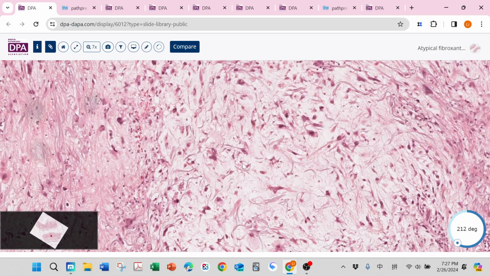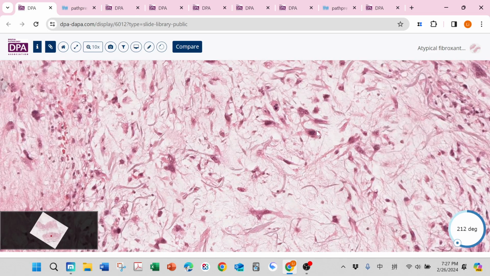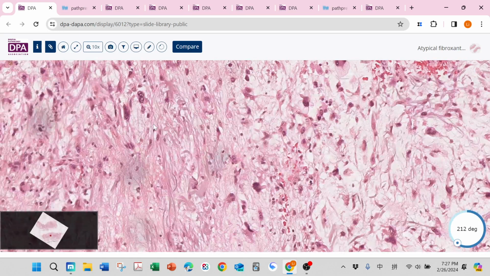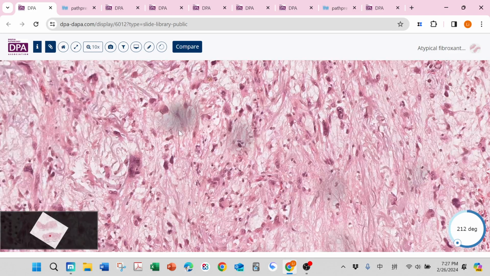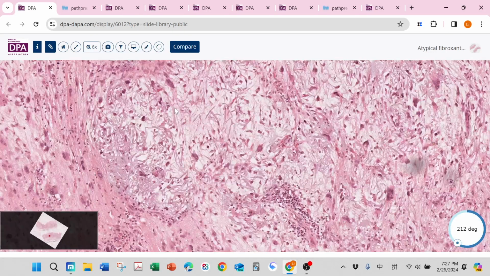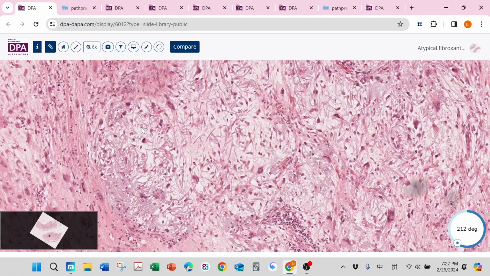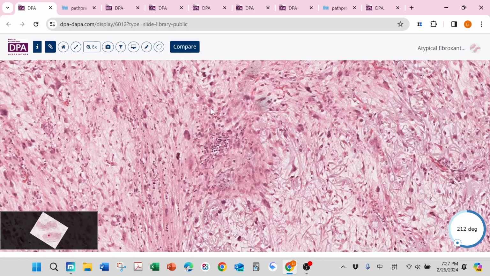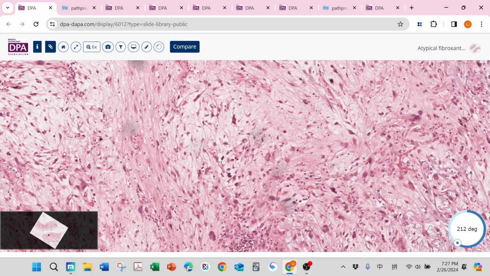hypocellular, but the cells are really atypical: pleomorphic, with hyperchromasia. So it still falls into this atypical fibroxanthoma entity. This slide is just to show you that this lesion can sometimes show this hypocellular morphology, but when you look down, you still see this hyperchromatic, atypical, high-grade carcinoma.